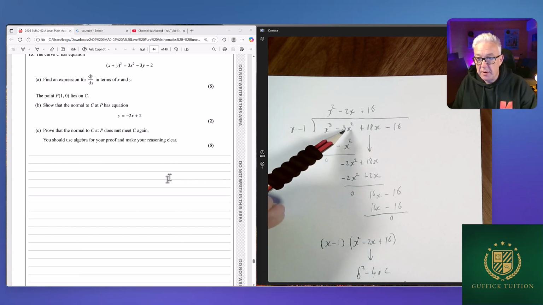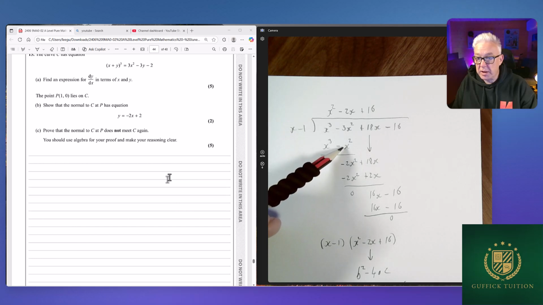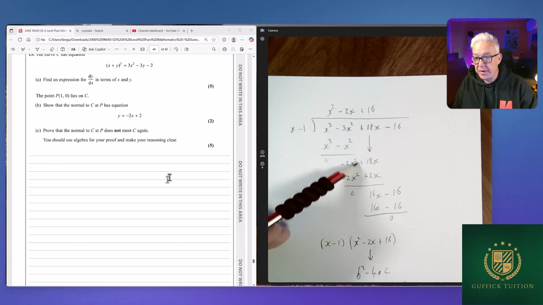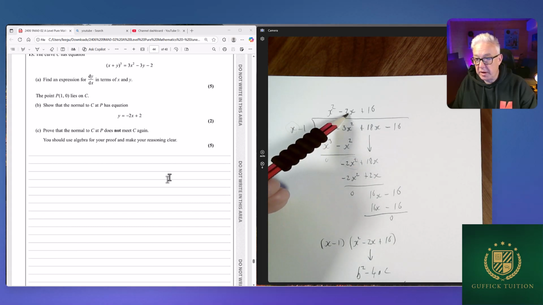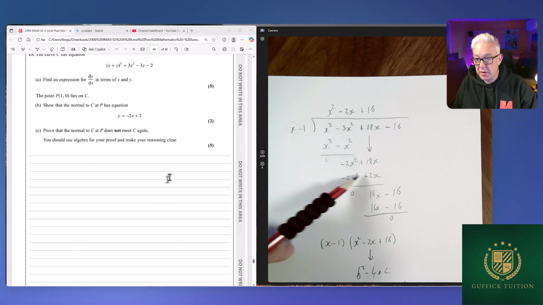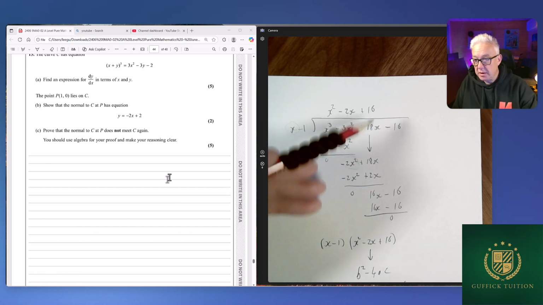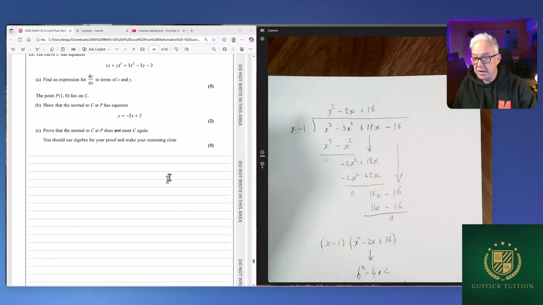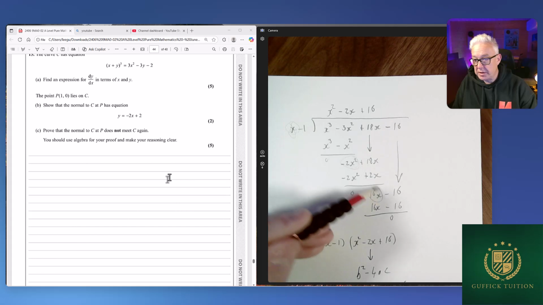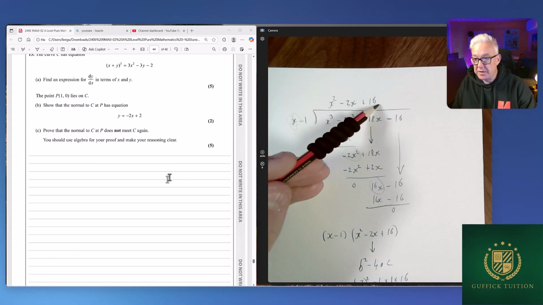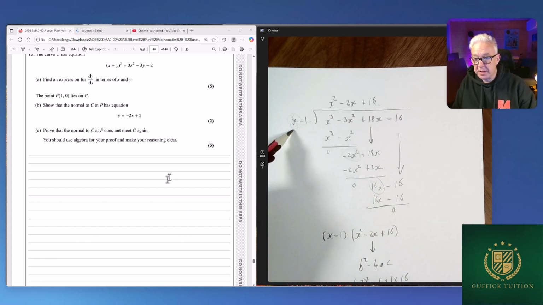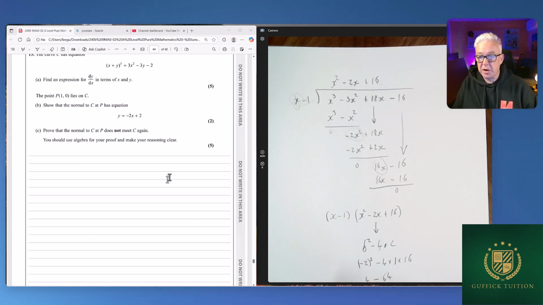Take them away from each other. Minus 3 minus minus 1 is minus 2. Drop that down, repeat the process. What do I need to do to x to change it into minus 2x squared? Times by minus 2x, giving me minus 2x squared plus 2x. Subtract them, that's 0. 18 take away 2 is 16. Drop the 16 down and repeat the process. What do I need to do to change x into 16x? Times it by 16. Write it down there and take it away, and it happens to go in with no remainder, which is super encouraging.